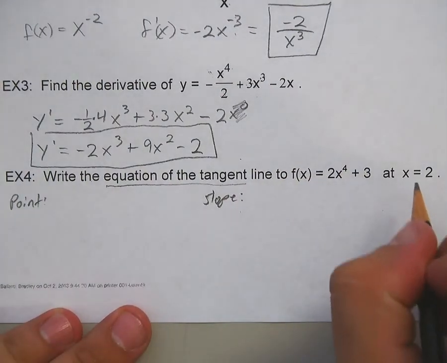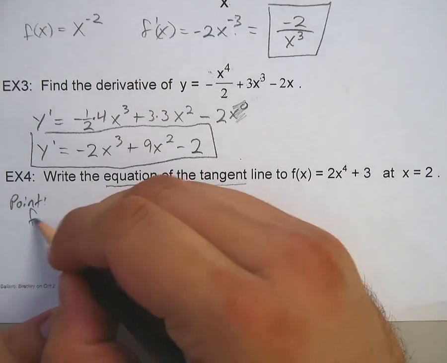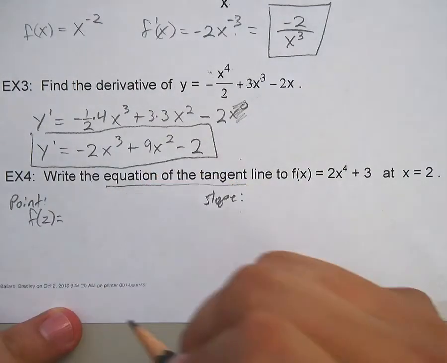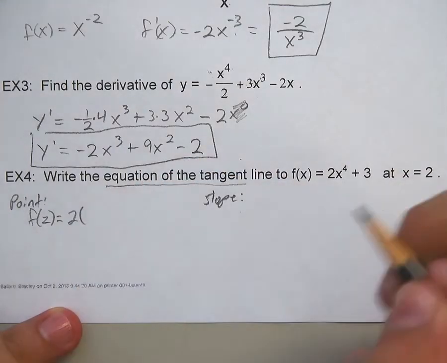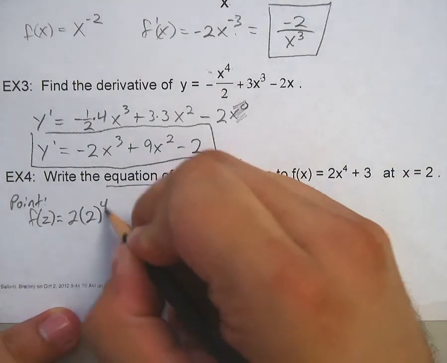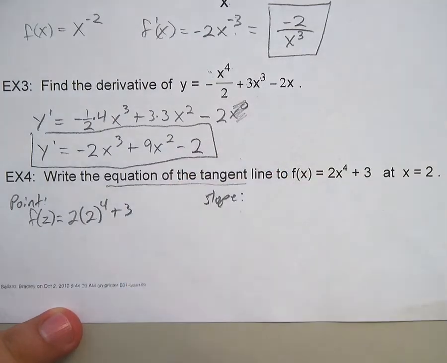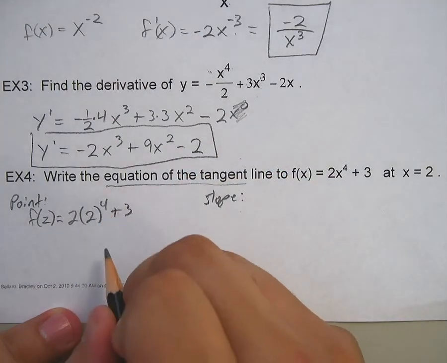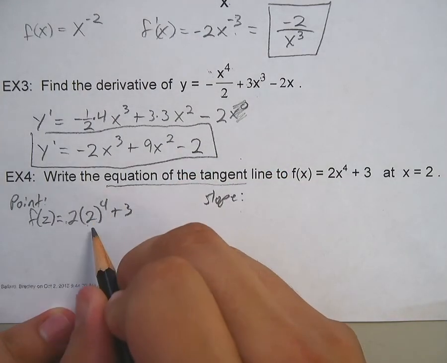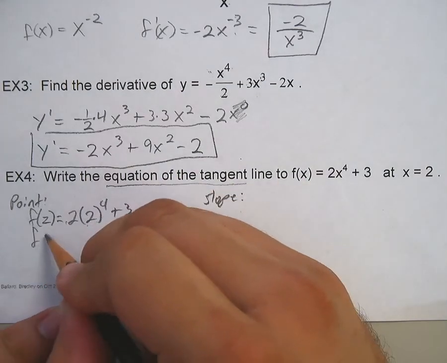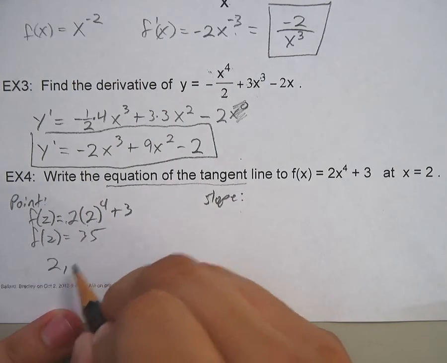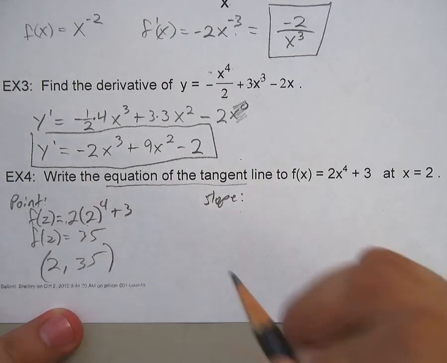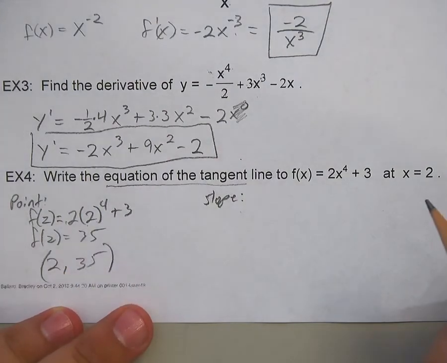Now they give me the x value at 2. So I'm going to find f of 2. 2 times 2 to the 4th plus 3. That 2 to the 4th is 16 times 2 is 32 plus 3 is 35. So f of 2 is 35. So your point is 2 comma 35. Yay! I have a point.